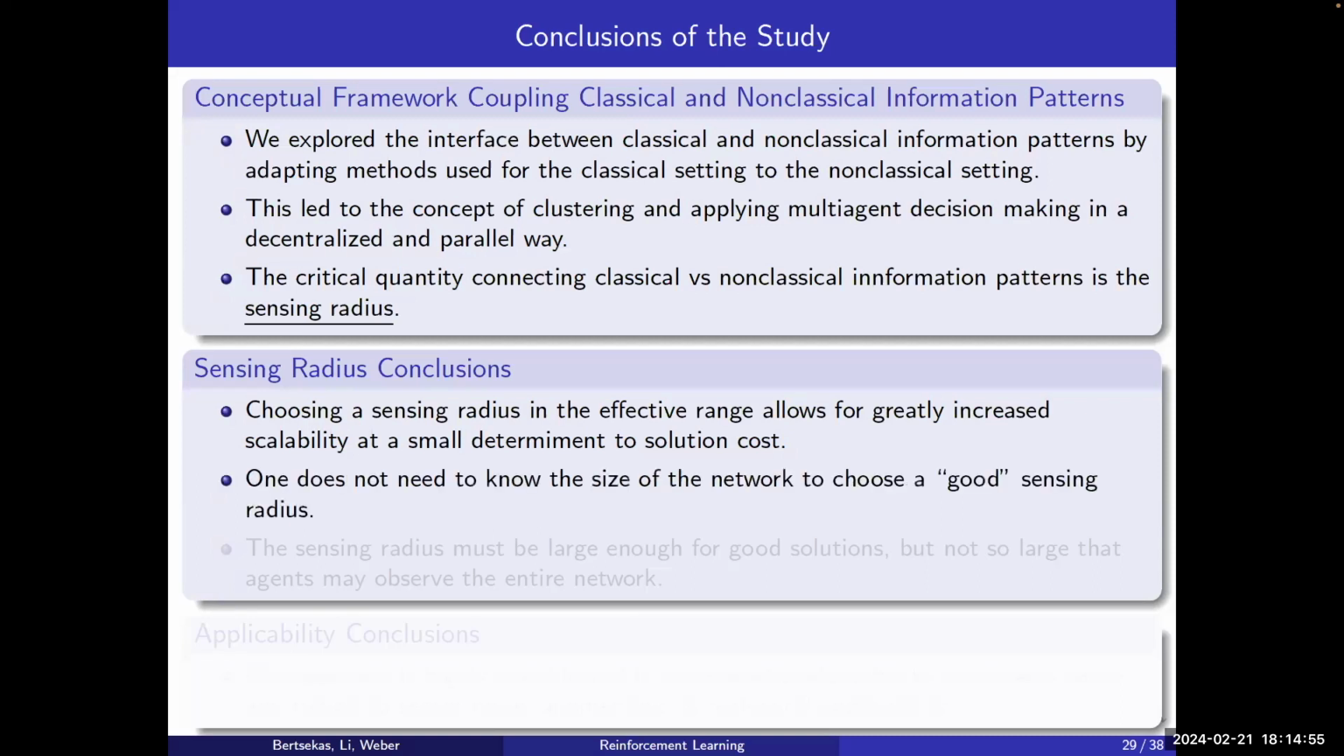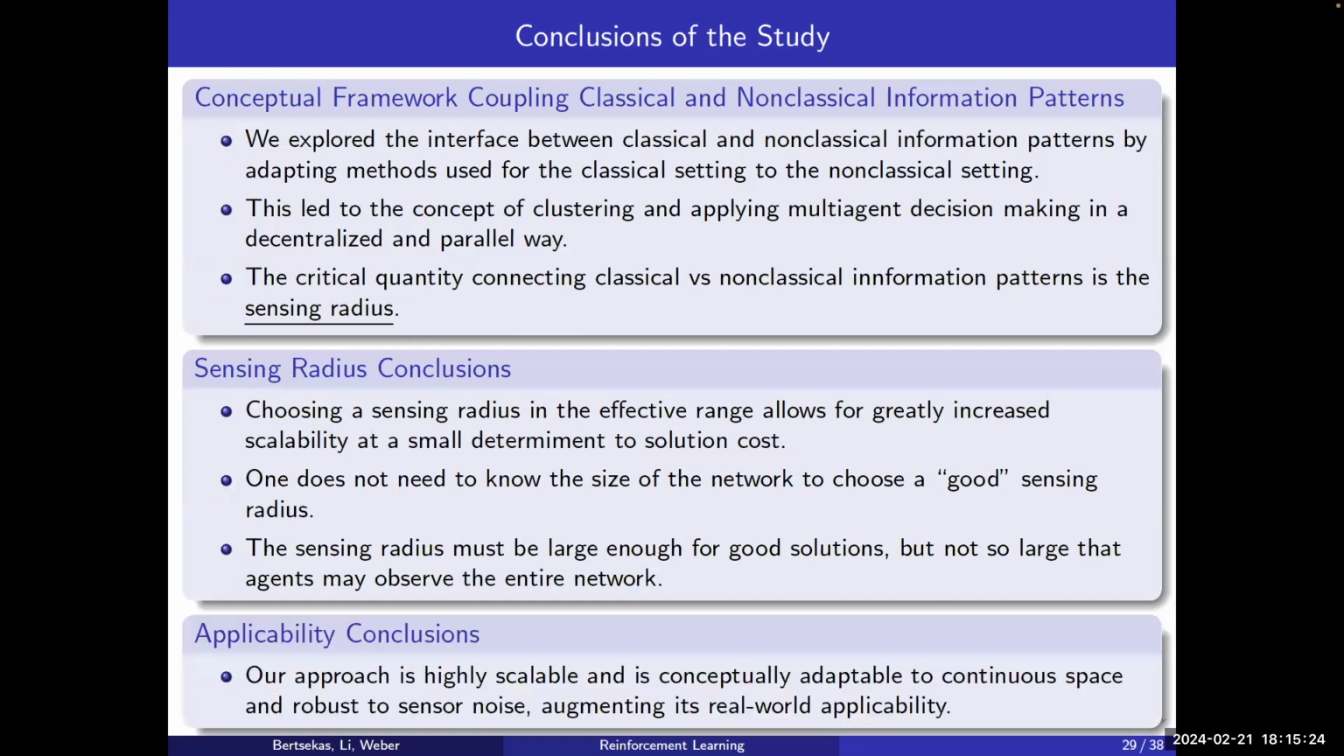What else can we say? Because of this log star growth of the critical sensing radius, you can choose a good sensing radius without knowing anything about the size of the network. It doesn't matter. So truly, the instance can be unknown and you can handle it. Then the sensing radius must be large enough for good solutions, but not so large that agents can just see the whole network, which is a principal conclusion. And then lastly, I have this applicability conclusion, which says that our approach is highly scalable and is conceptually adaptable to continuous space and is robust to sensor noise, which augments its real-world applicability.